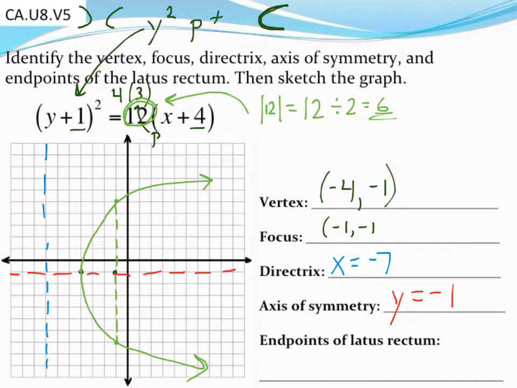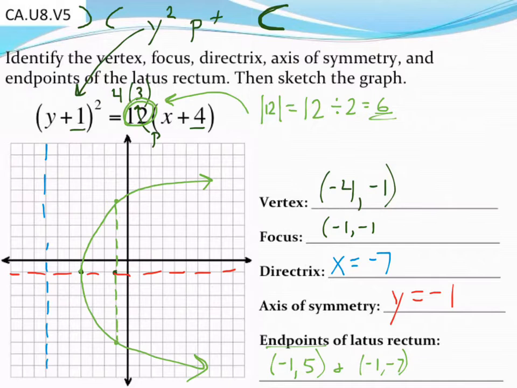And actually, let's do one last thing before I wrap this up. Let's write down those coordinates of the latus rectum. So if I count those coordinates out, I end up with -1 and 5 was one of the coordinates, and then -1 and -7.